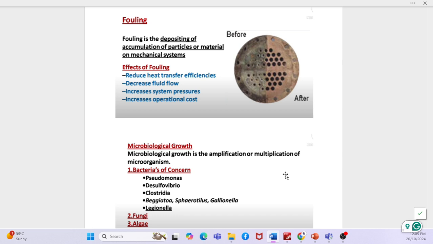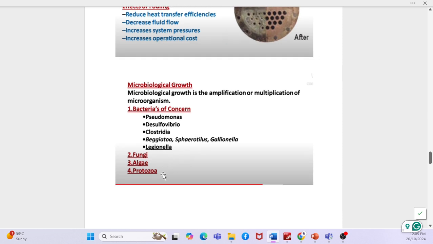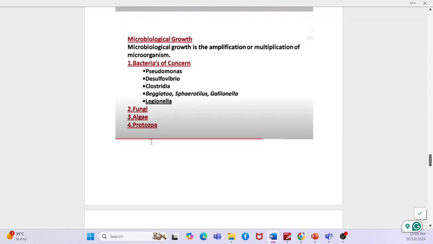To exchange information. Okay. Next we'll talk about microbiological growth. Microbiological growth is the amplification or multiplication of microorganisms, right? So the bacteria of concern include different types of bacteria like Legionella, then Gallionella. Then fungi, algae, protozoa, right? So these are the microbiological.